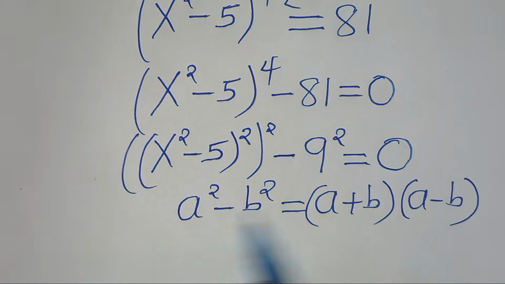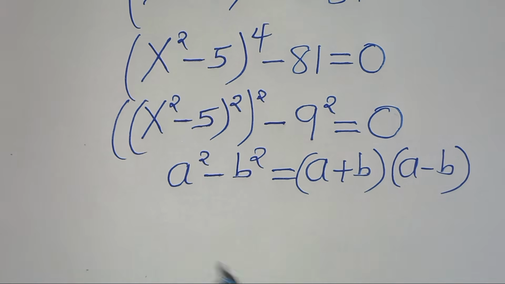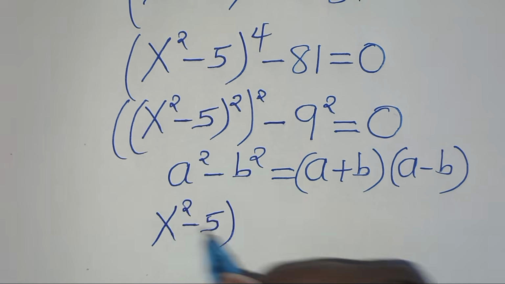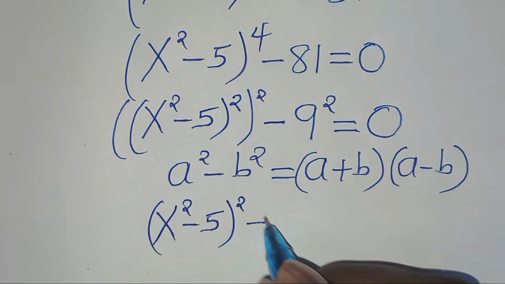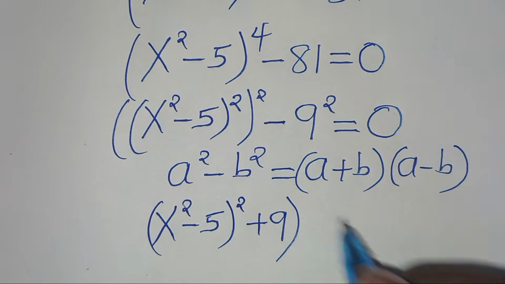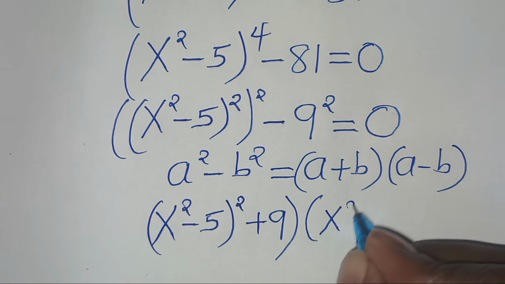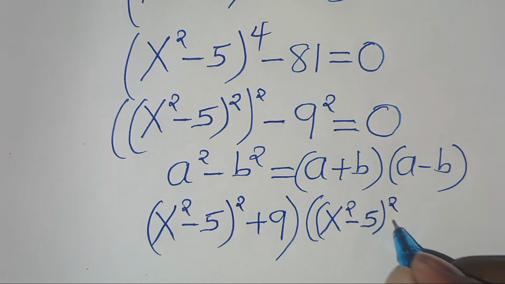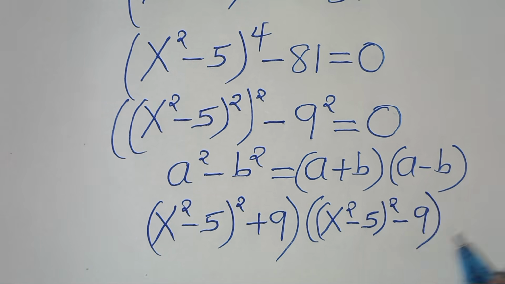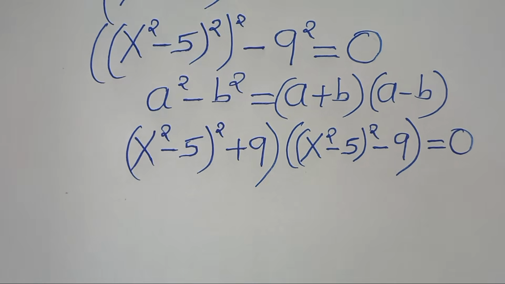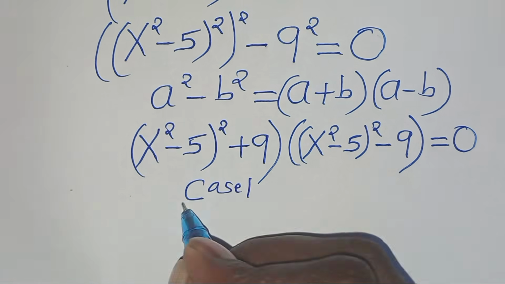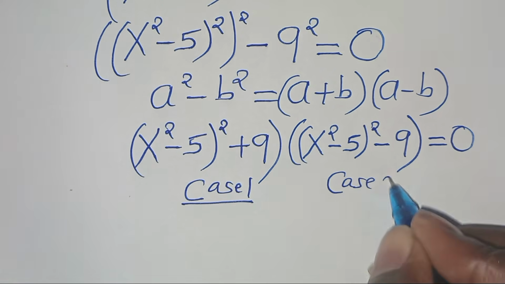So this is the difference of two perfect squares, and therefore we have x to the power of 2 minus 5 raised to the power of 2 plus 9, multiplied by x squared minus 5, this is raised to the power of 2, subtract 9, close the parentheses. This is equal to 0. So we have got two cases here. Let's call this case 1, and here we have case 2.